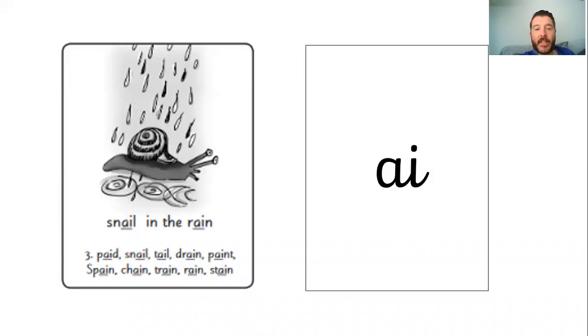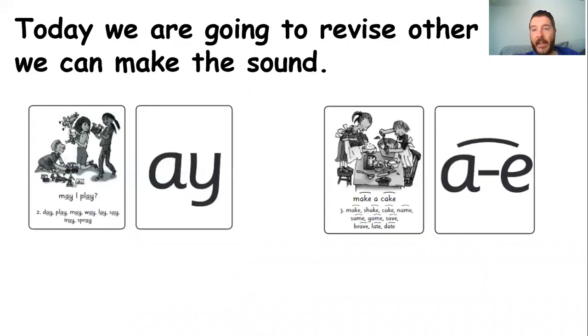So let's have a look at these pictures again, just to remind ourselves. Look at the picture first. We've got the snail. He's in the rain. So what do we say? We say snail in the rain. Brilliant. And what sound does that make? A. So snail in the rain, A. And that's the A-I.